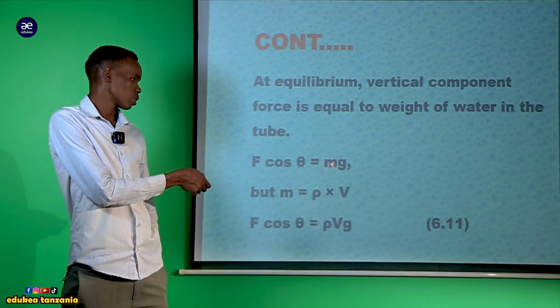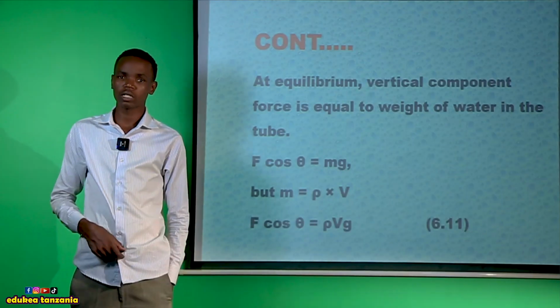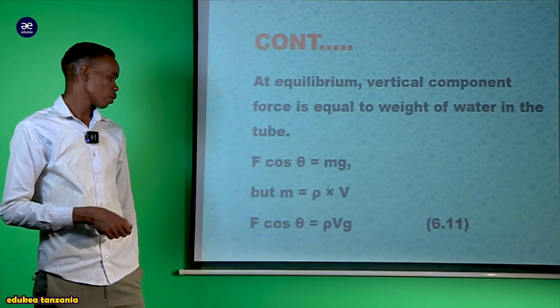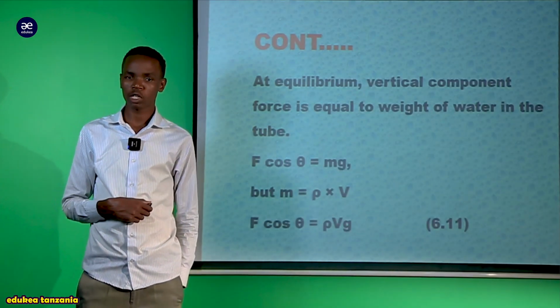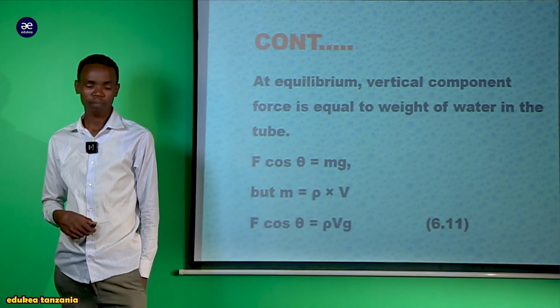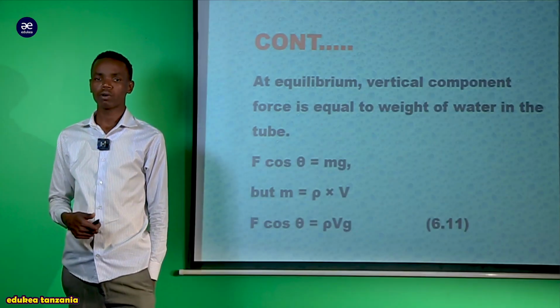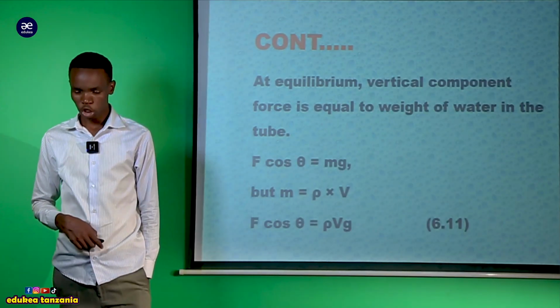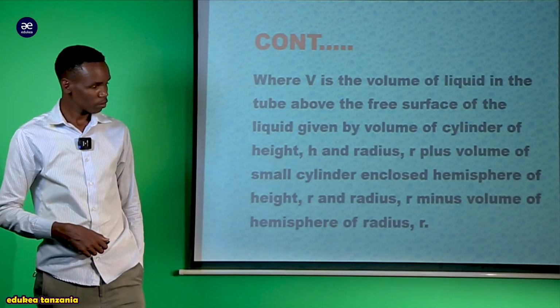If we substitute, instead of writing this mass here, we are supposed to substitute it equal to the density times the volume. And after that, my dear student, we should obtain equation number 11 for our topic number 6, which says that force times cosine theta must be equal to the density times the volume, then we multiply it by g, which represents the acceleration due to gravity here.